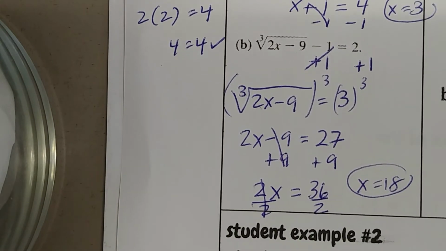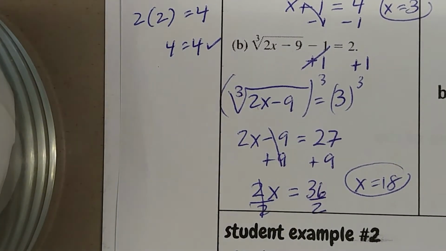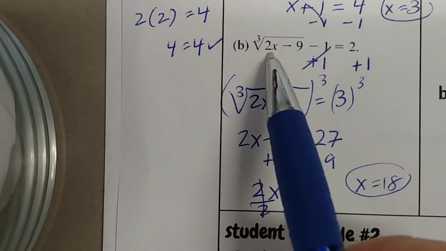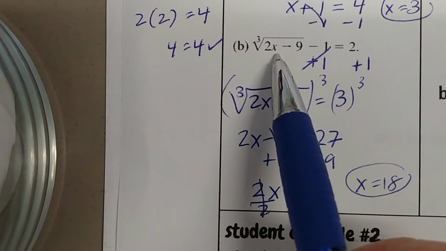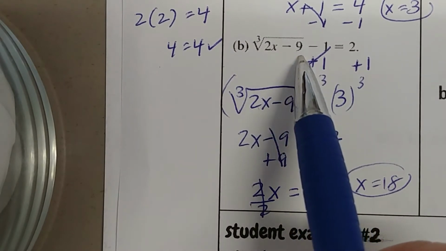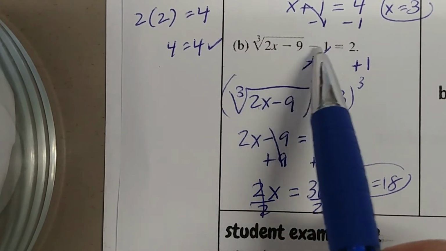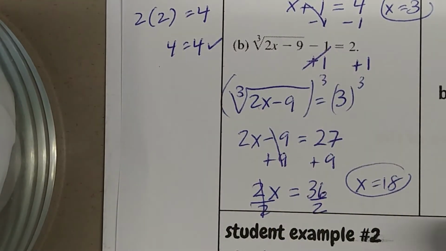And again, that's pretty easy to check. I'm not going to do a formal check for this one; I'm just going to talk you through it. If I plug in an 18 for x, 2 times 18 is 36. 36 minus 9 is 27. The cubed root of 27 is 3. And 3 minus 1 is 2. So I can see visually that it checks.